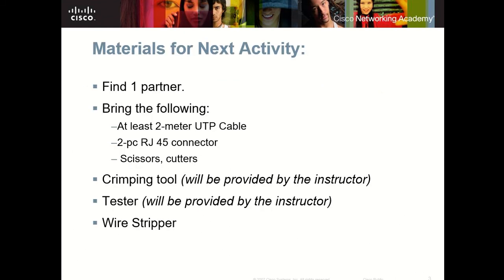To do that, these are the materials needed: at least a 2-meter UTP cable, 2 pieces of RJ45 connector, scissors or cutters, and testers. Usually the school provides the crimping tool, testers, and wire strippers. But again, you do not need to buy these. We will just look for video tutorials so that in case someone consults you, you still know how to make one.